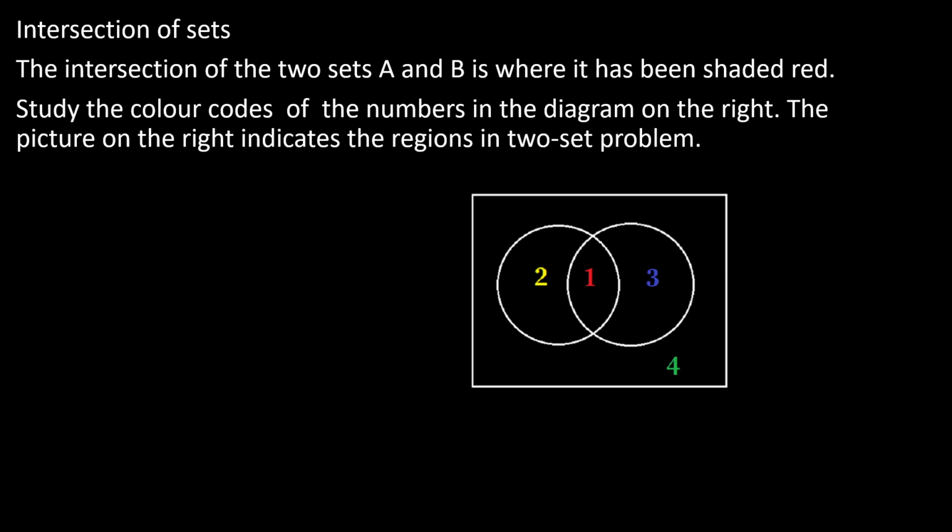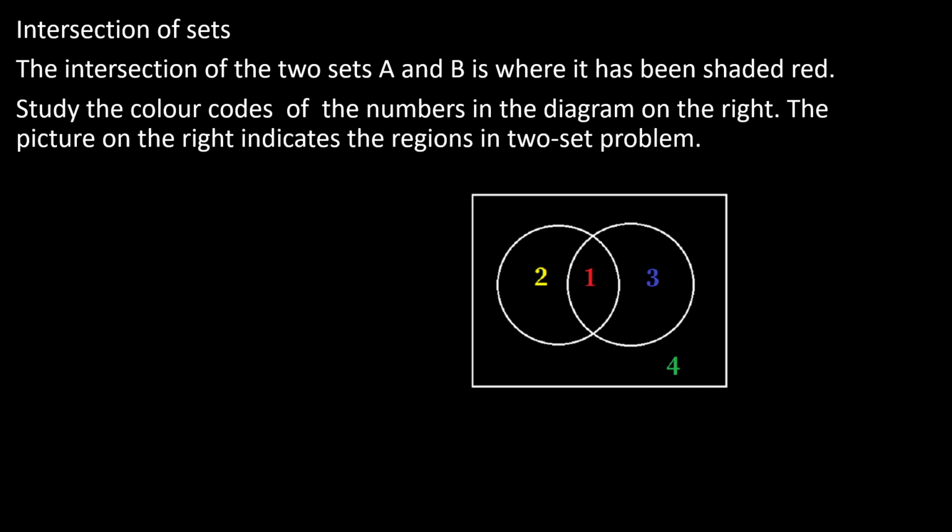The number 1 refers to the intersection part. The number 2 refers to the only part. 3 also refers to the only part, and 4 refers to the neither region. So we have four regions here: region 1, region 2, region 3, and region 4.